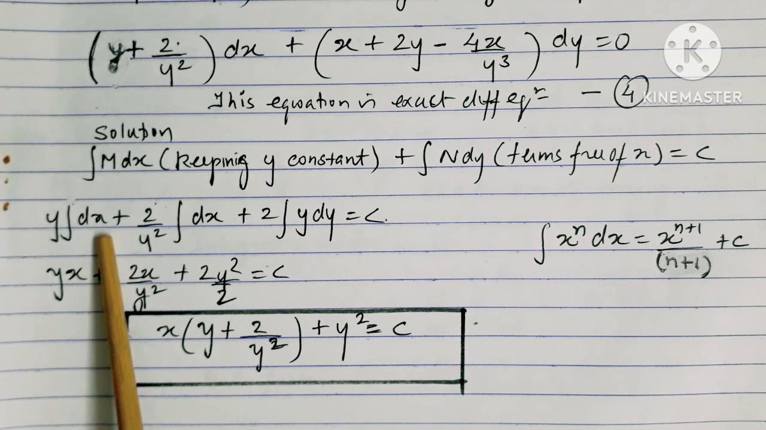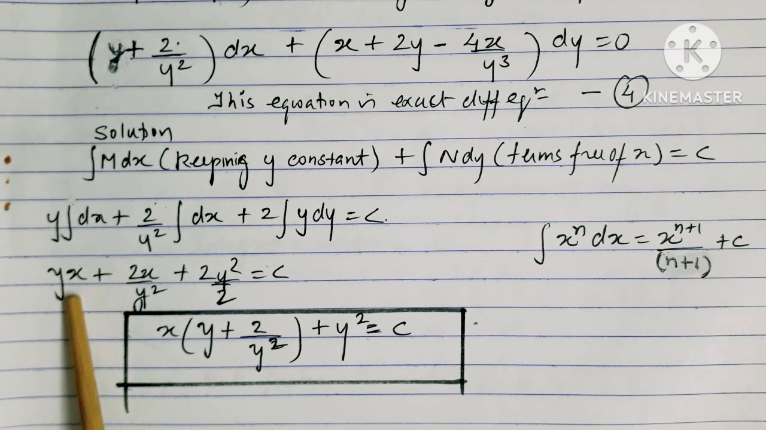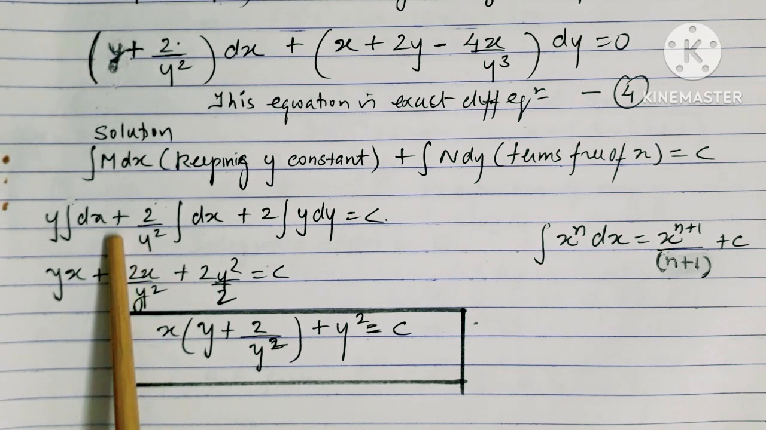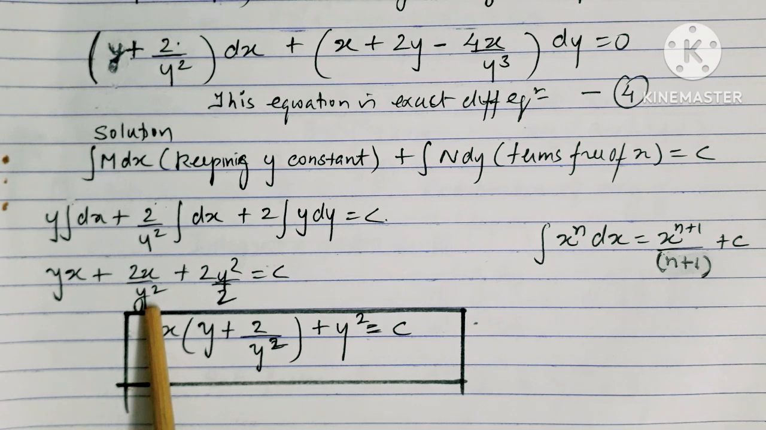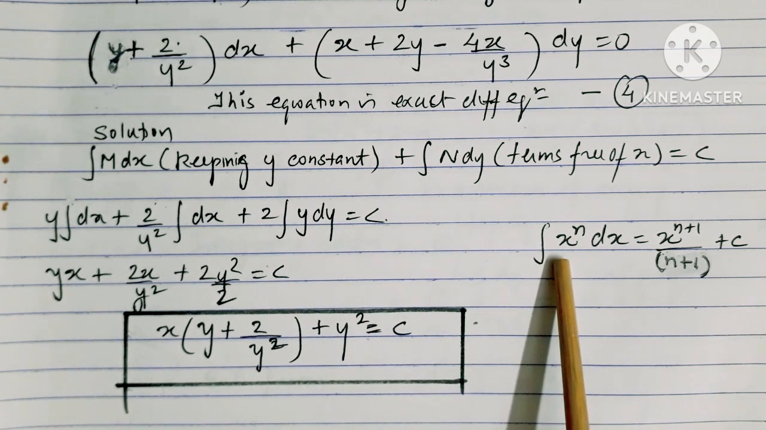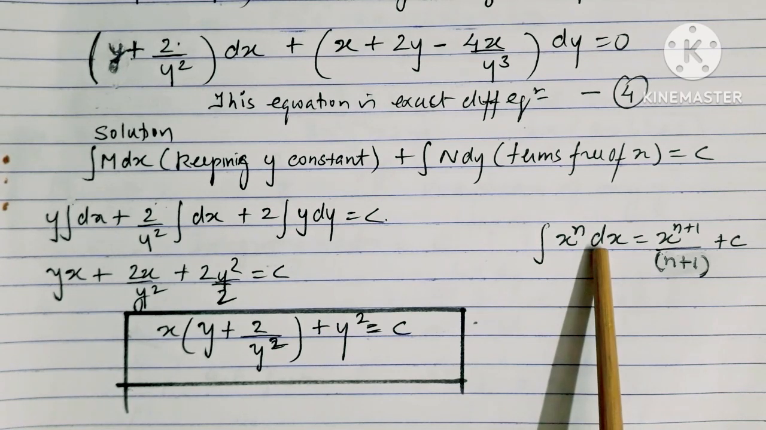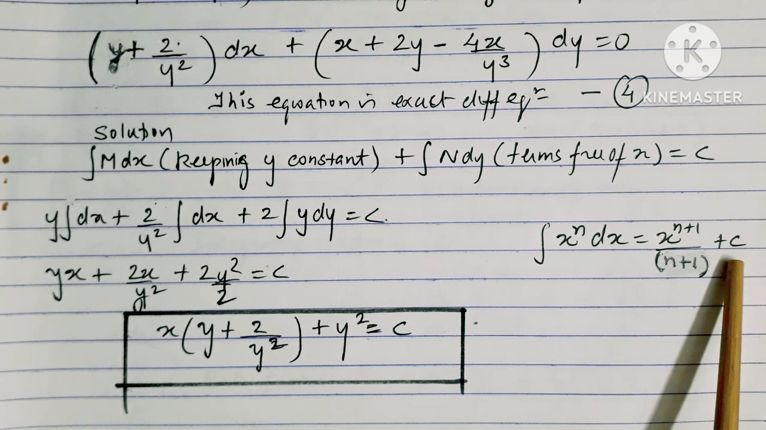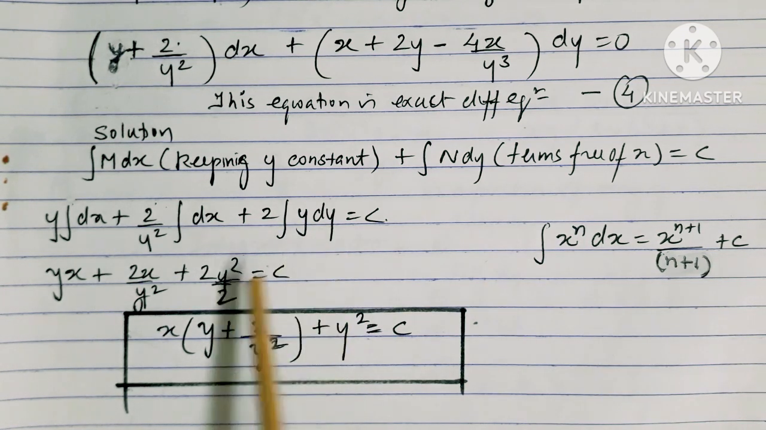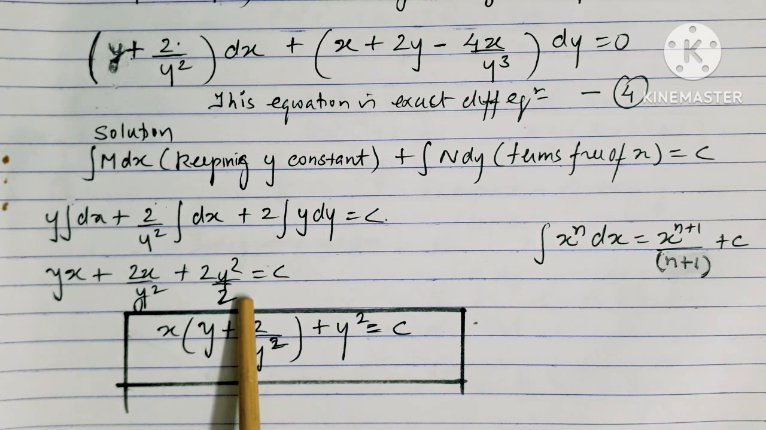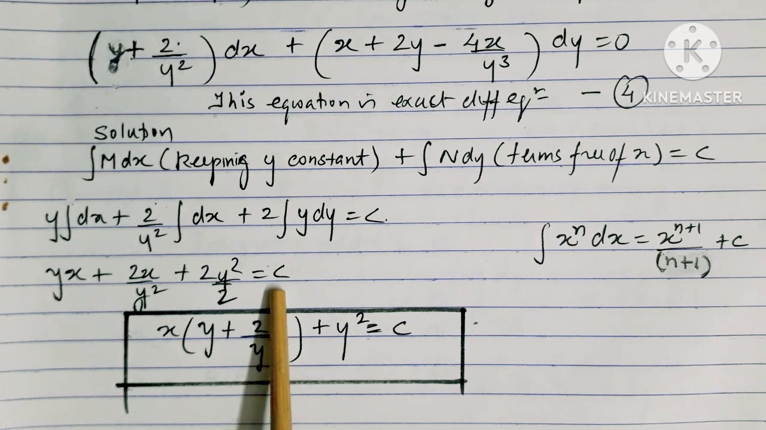Now integral of dx is x, so this would be yx plus integral of dx is x, so this would be plus 2x upon y square. Now integral of y dy, this can be integrated by using the formula integral of x raised to n dx is equal to x raised to n plus 1 upon n plus 1 plus c. Therefore, integral of y dy is equal to y square by 2. So this would be plus 2 y square by 2 is equal to c.